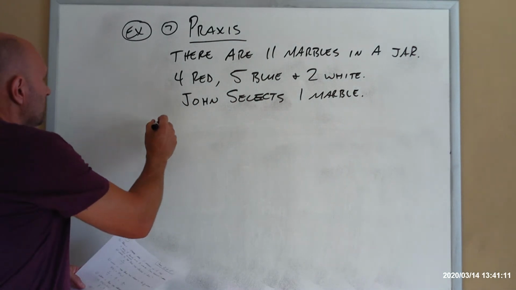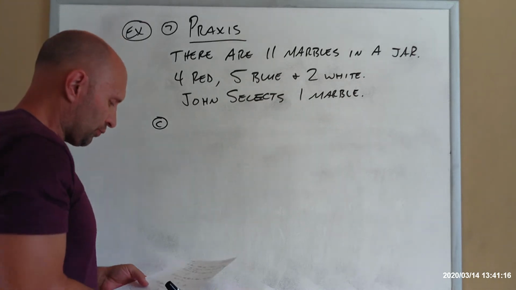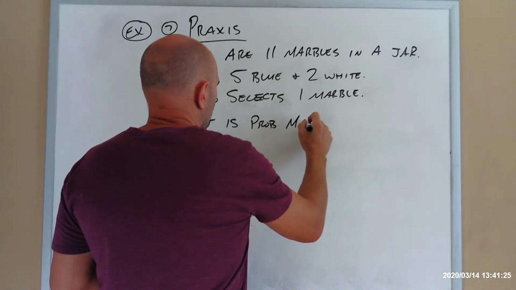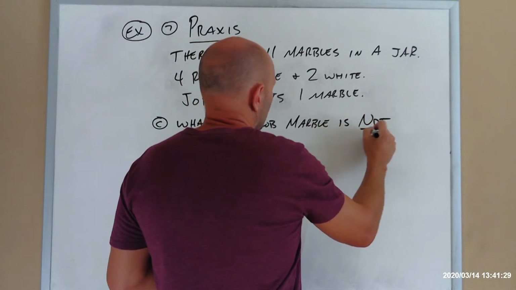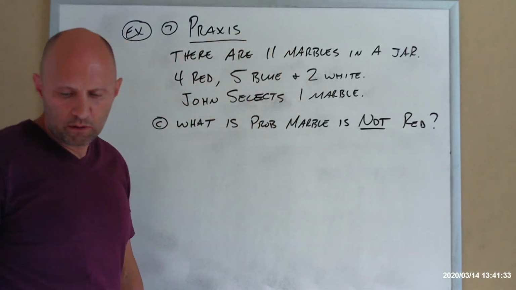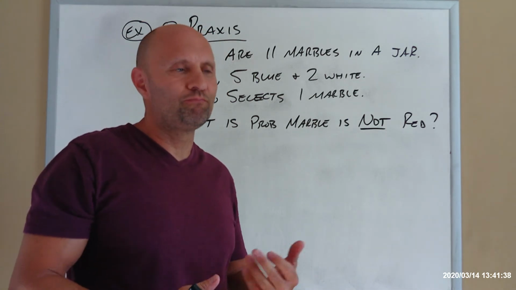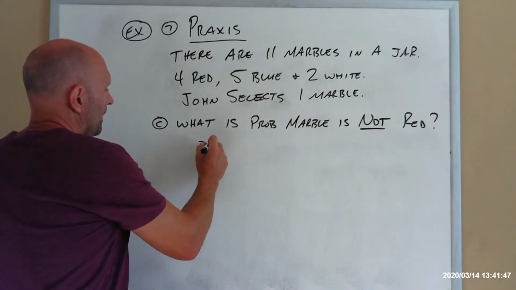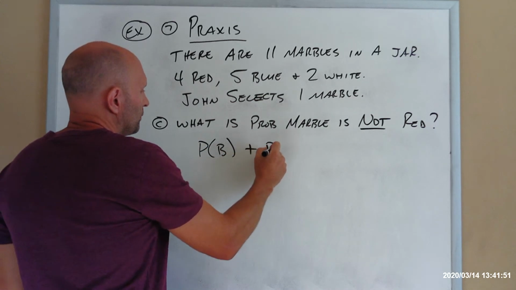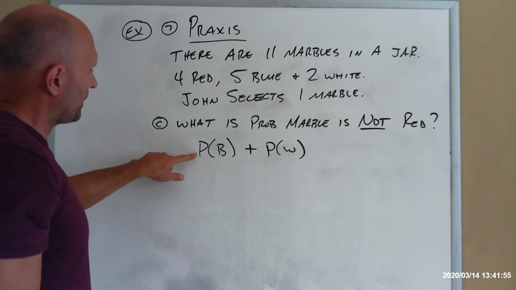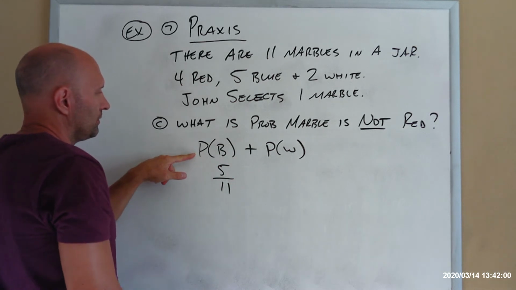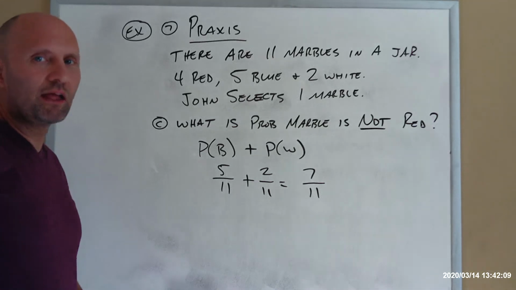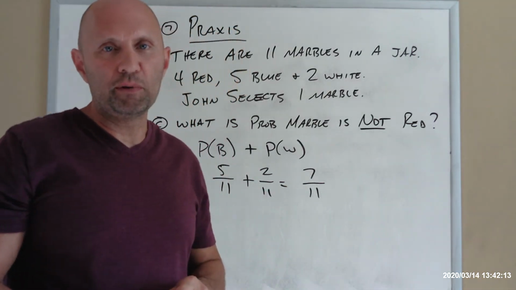All right, so C. Be careful with the wording on these problems as well. So C says, what is the probability the marble is not red? So, we have 2 ways we can go about this, and depending on how messy the problem is, sometimes one way is better than the other. So the probability it's not red means the probability that it's blue, or, which is plus, the probability that it's white. So the probability it's blue is 5 over the total number we have, 11. Probability it's white, 2 over 11. So there's a 7/11 probability that the marble we pick is not going to be red.